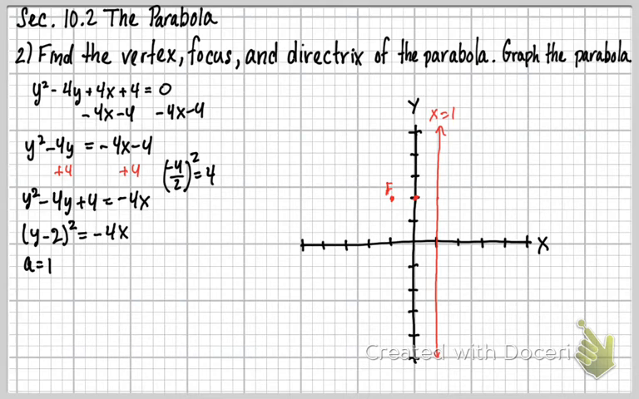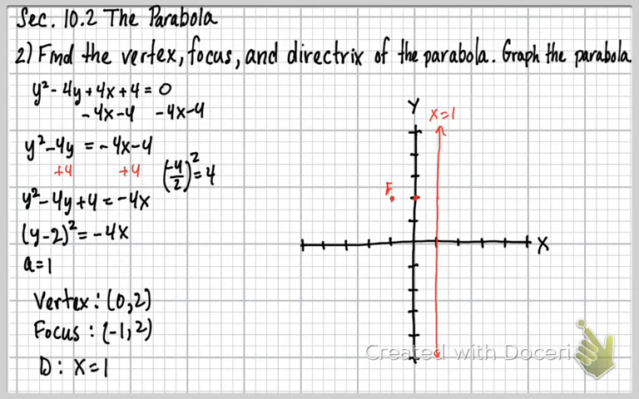Now I'm looking for my latus rectum. But before I do that, to graph this, I'm just going to write down all the information that I have. So I have the vertex, and the vertex is 0, 2. My focus, just wrote that down there, is going to be negative 1, 2. And then my directrix, I'm just going to label it D here, is going to be x equals 1.